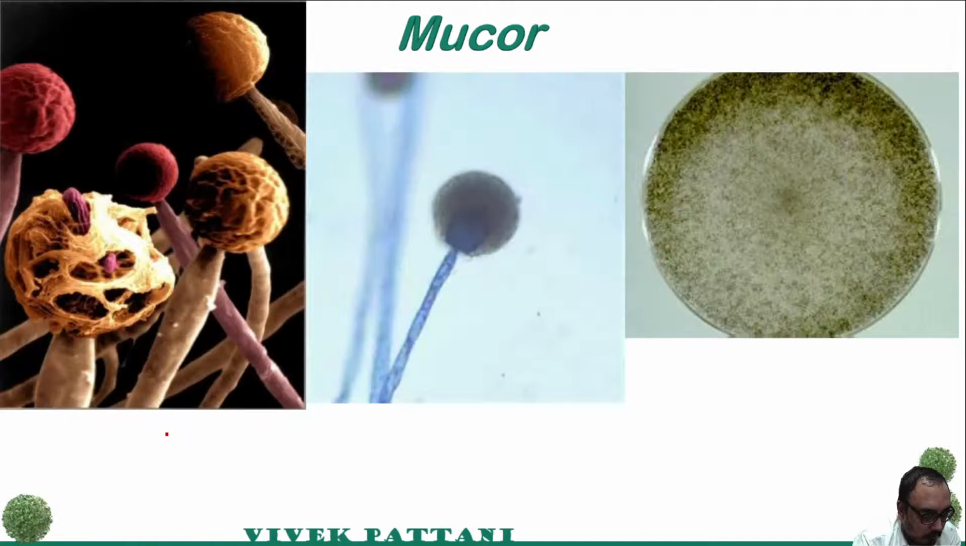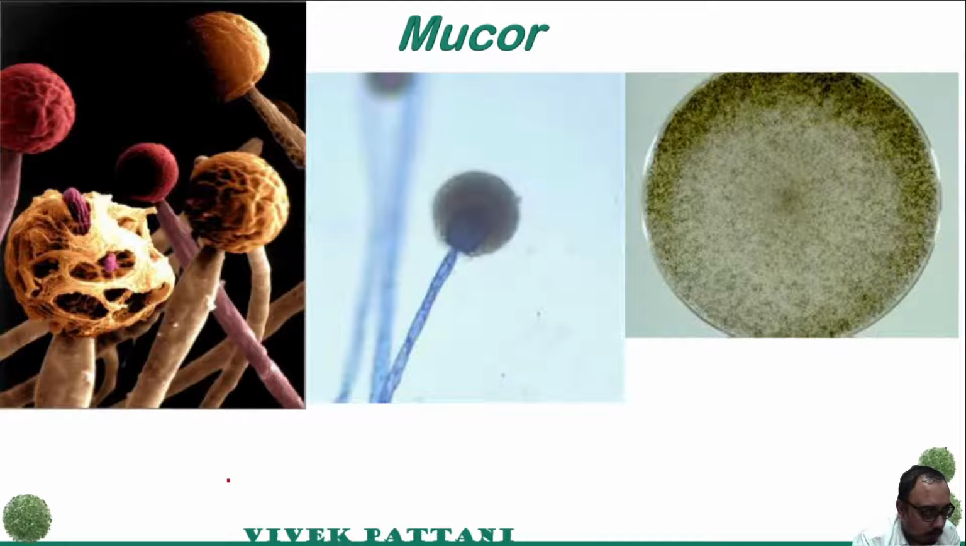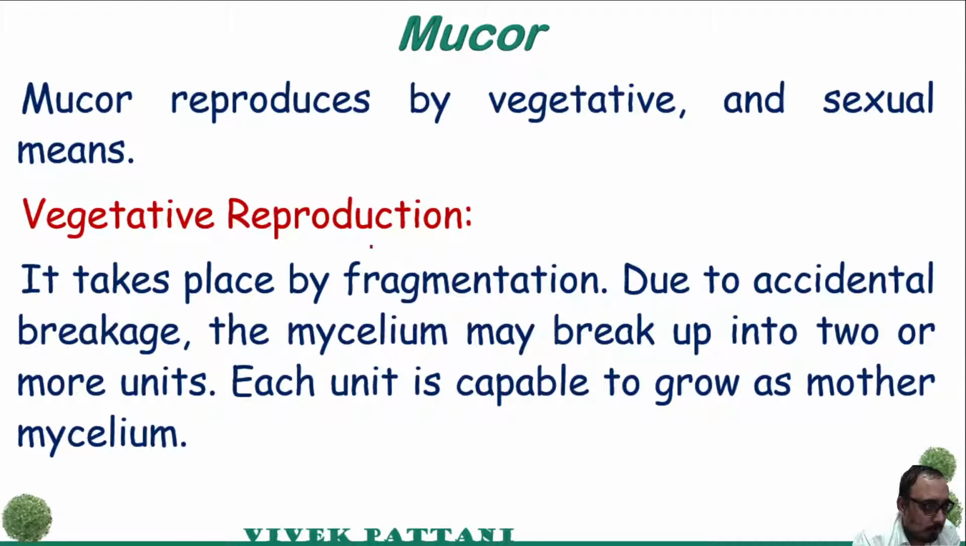Okay, now Mucor, one of the organisms which we are going to discuss today. We have just completed our basics of reproduction, so I will not be explaining each and every basic now. Directly moving on with Mucor. This one is our photographs of Mucor: electron microscope, light microscope, and the growth on an agar medium. Mucor reproduces by vegetative and sexual means.